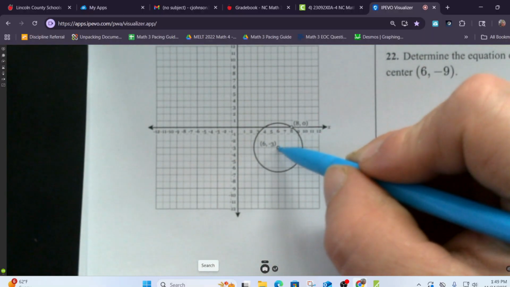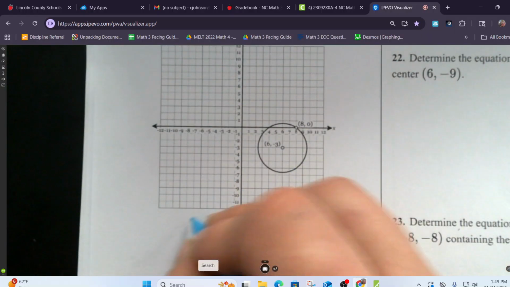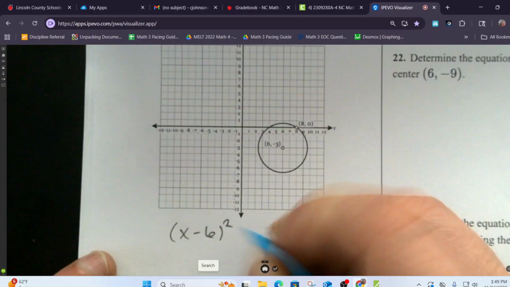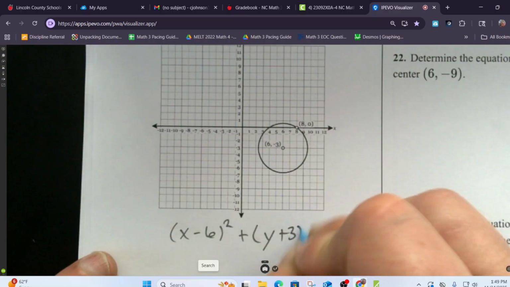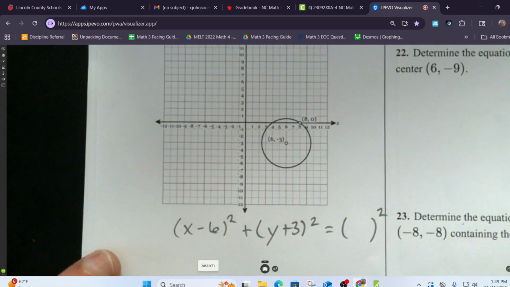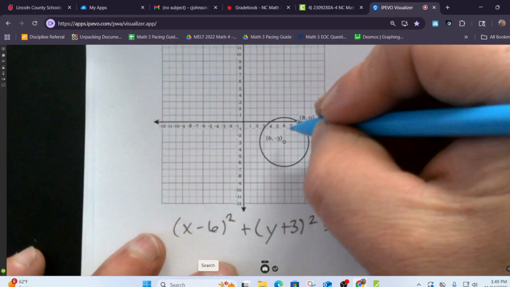Okay, this next problem, you're given a graph. You're given the center of your circle. You've got to determine the equation. Looking at my center already, I can establish that the equation is going to be (x - 6)² + (y + 3)². All I've got to do now is find my radius, and we're going to find that by doing the Pythagorean theorem in a coordinate plane.